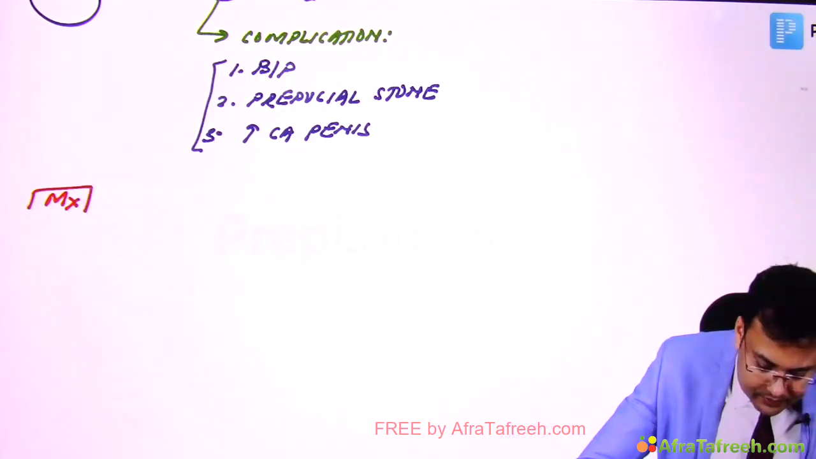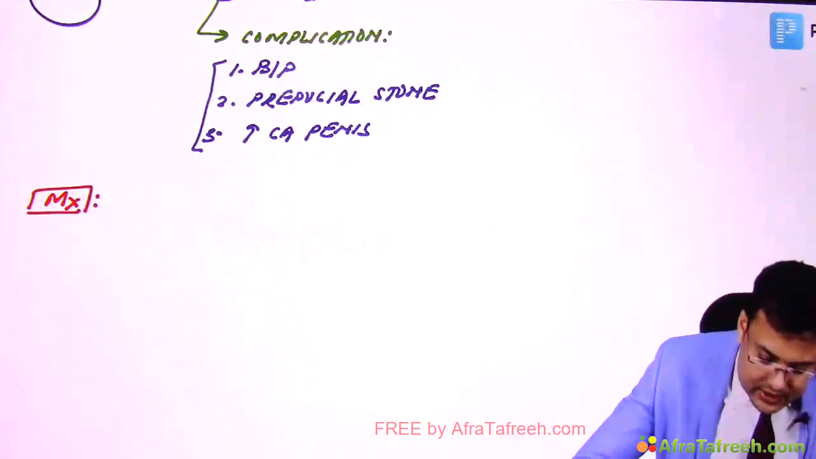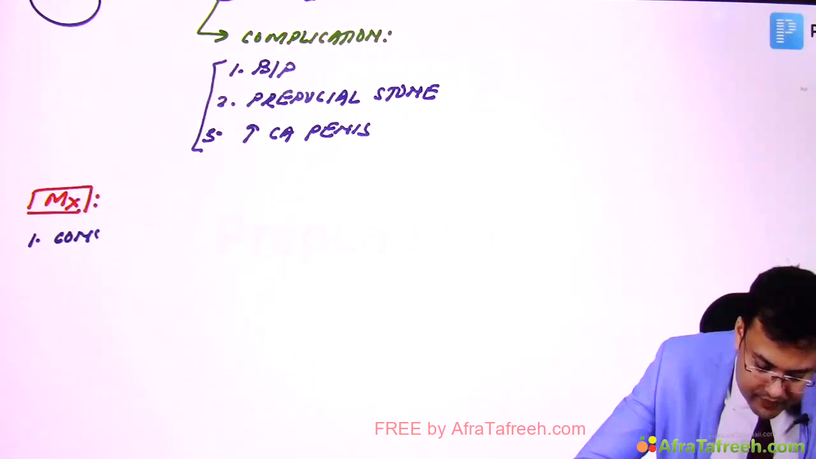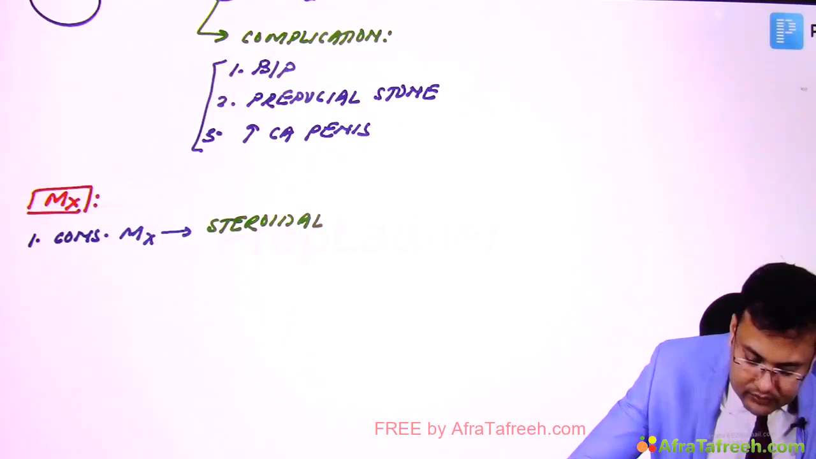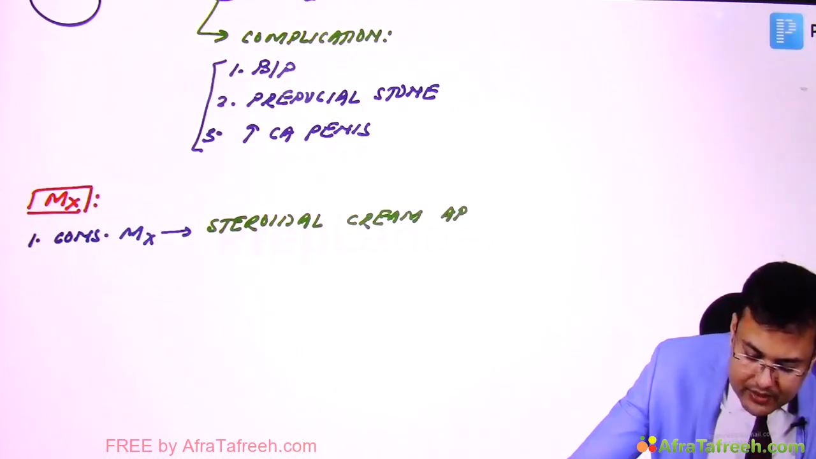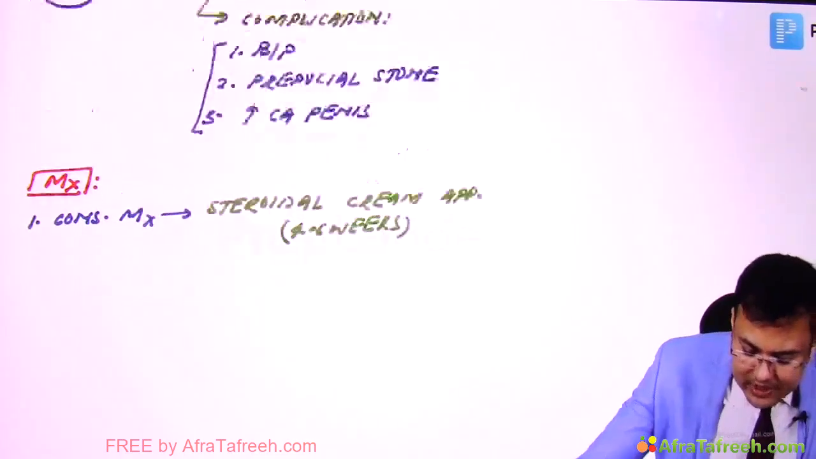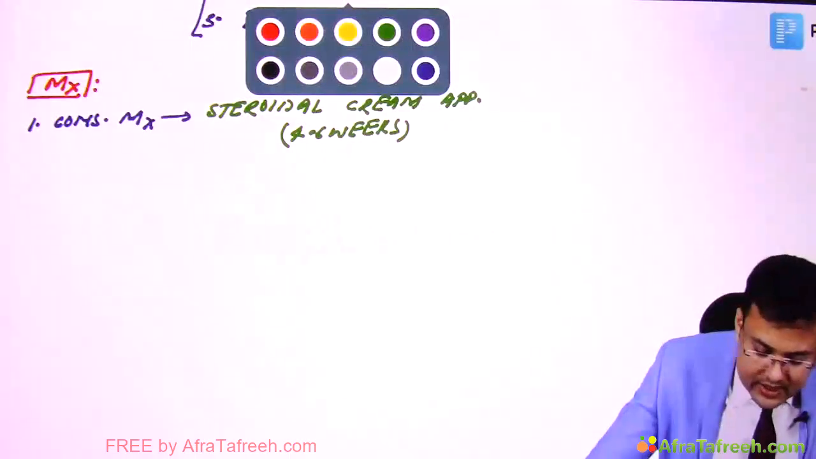Management. First is conservative management. So what is done? Steroidal cream application for 4 to 6 weeks. And what is the second option? The second option is circumcision.